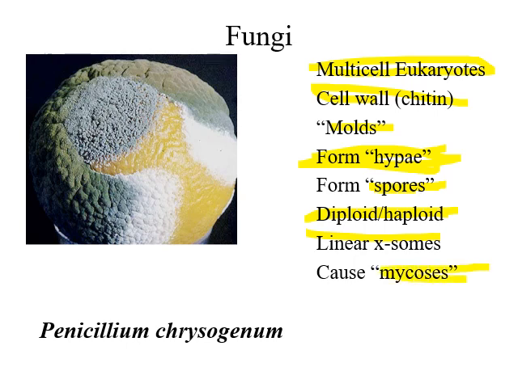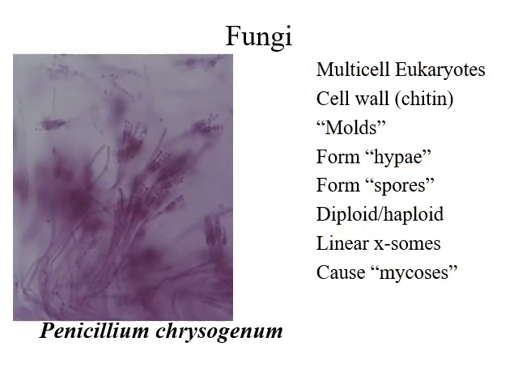A mycosis is a disease that's caused by a fungus. Collectively, we refer to all of the diseases that are caused by fungi as mycoses. So athlete's foot is a mycosis. Vulvovaginal candidiasis is a mycosis. They are both examples of mycoses. In this picture, you can see the fungal hyphae, these little threads that are made of individual cells. Together they form a colony called a mycelium.